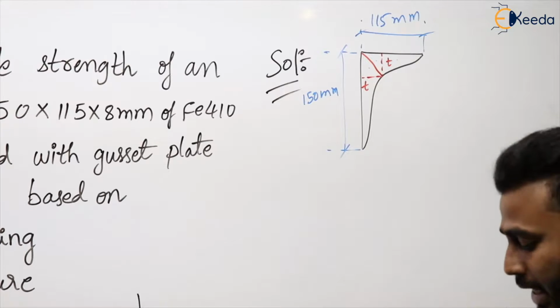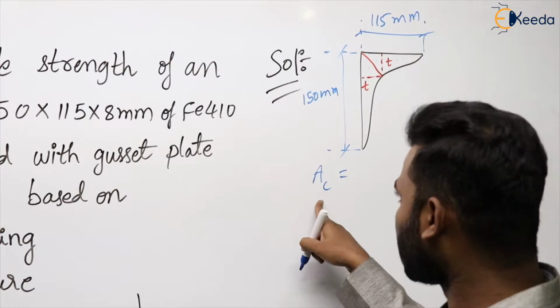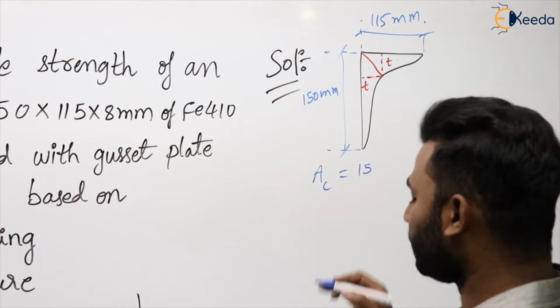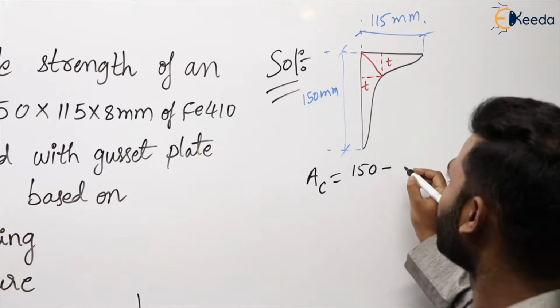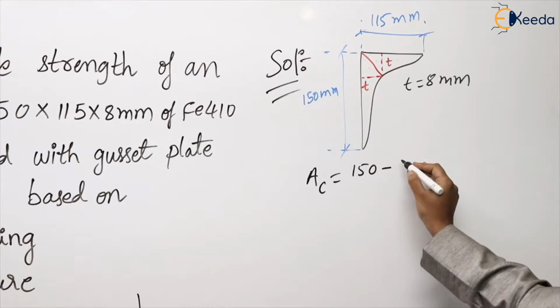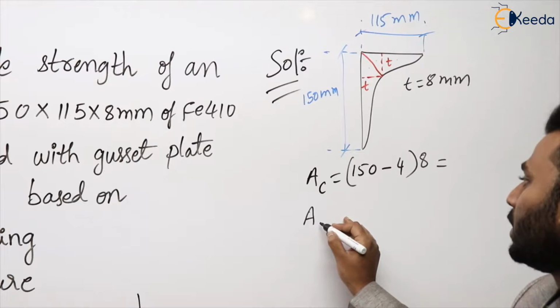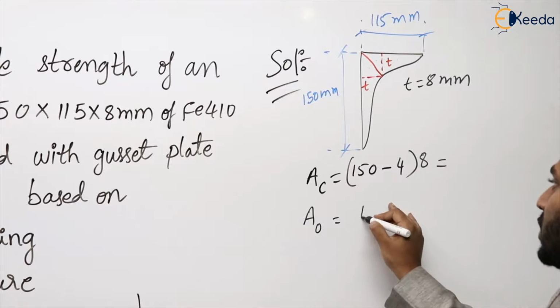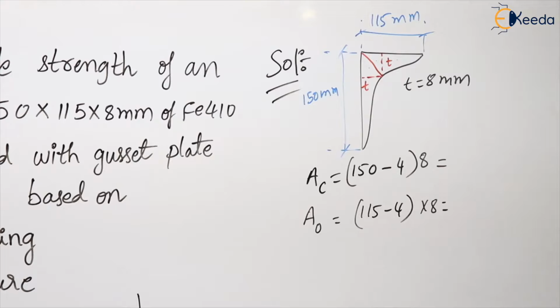Now how to calculate the area? AC means area of connected leg. What is the area of connected leg? It is 150 minus T by 2, where T here is 8 mm, so T by 2 is nothing but 4. So AC is (150 minus 4) into 8. Coming to A naught, the outstand, it is (115 minus 4) into 8. Come and calculate it. As I said, use a calculator for quicker calculations.